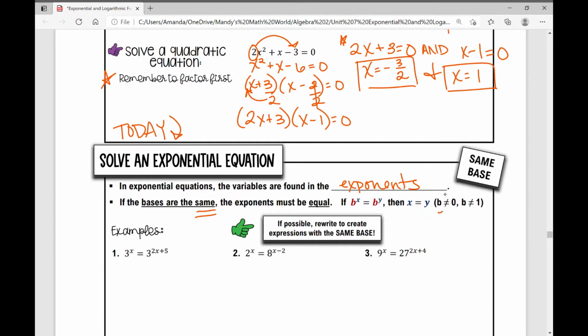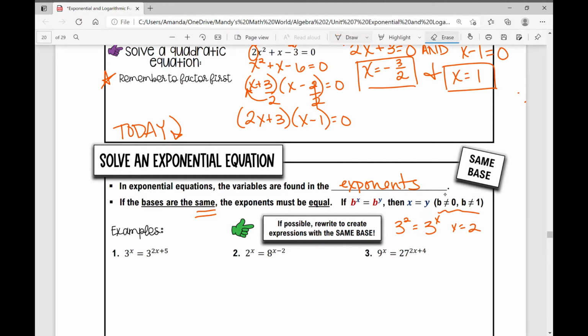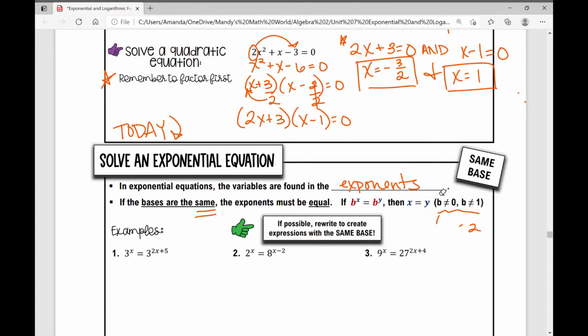And I've got this little caveat right here. b can't be 0, b can't be 1. Okay? So if you think about it, like if 3 to the power of 2 equals 3 to the power of x, well, then x must equal 2, right? So that's how we get this. I'm going to erase this little portion right here. And let's get started on our examples.